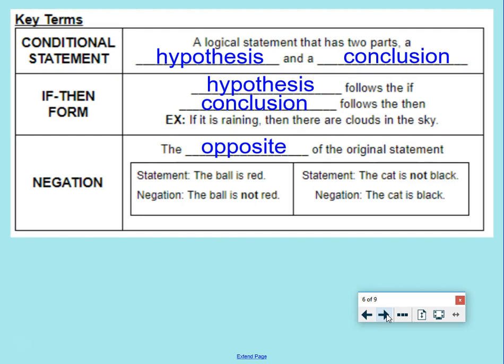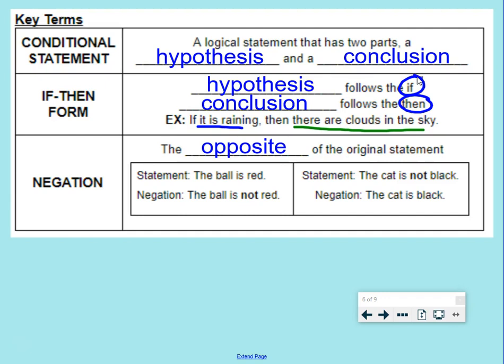If-then form, it's a very popular form we're going to use a lot. Hypothesis follows the if, and the conclusion follows the then. Example, if it is raining, then there are clouds in the sky. So it is raining is your hypothesis, and there are clouds in the sky is your conclusion.